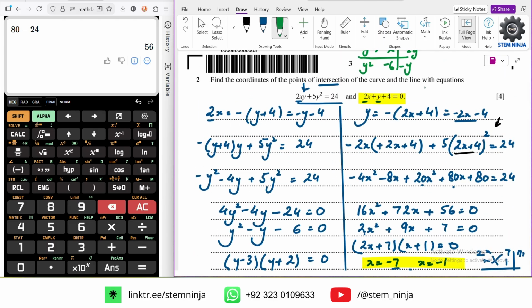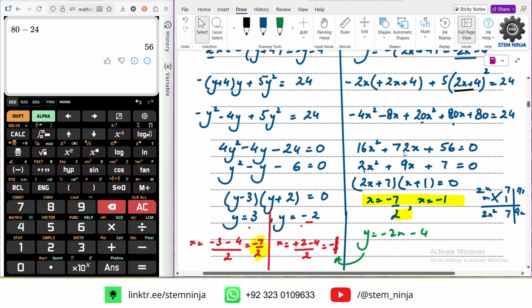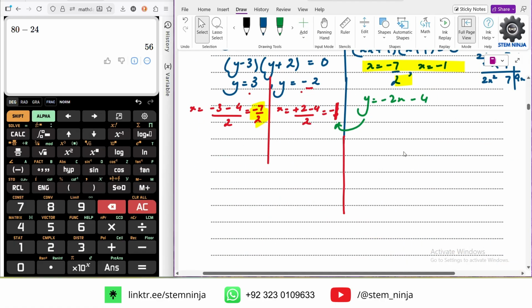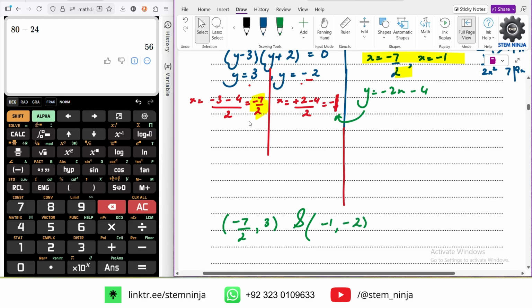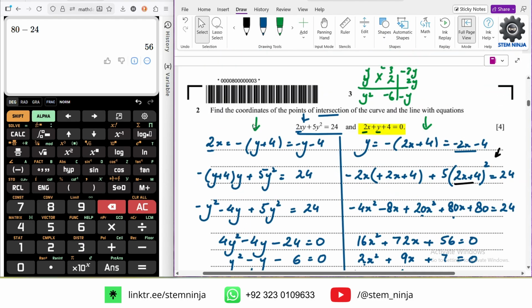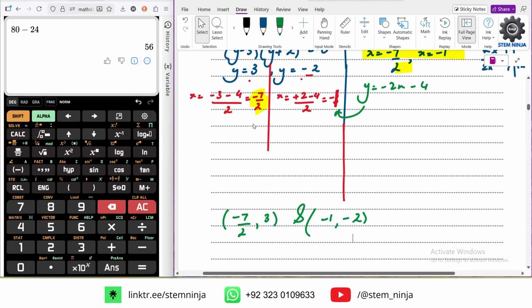So either process, you can start this way, you can do it this way, either way you are getting the same answers. Alright, so the coordinates we are going to write are minus 7 over 2, 3 and minus 1, minus 2. Okay, alright, so let's move on to the next question.